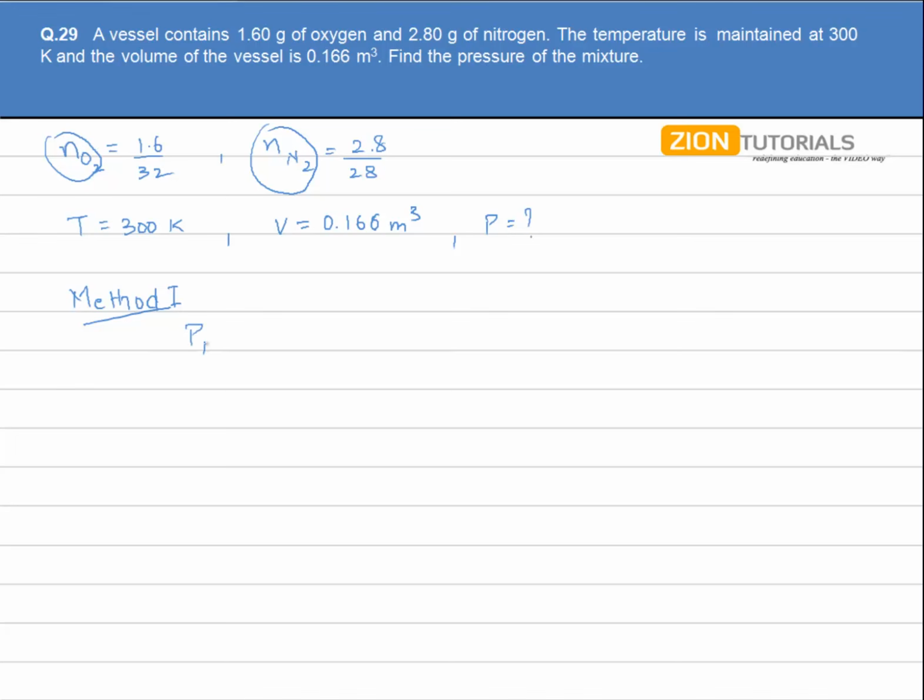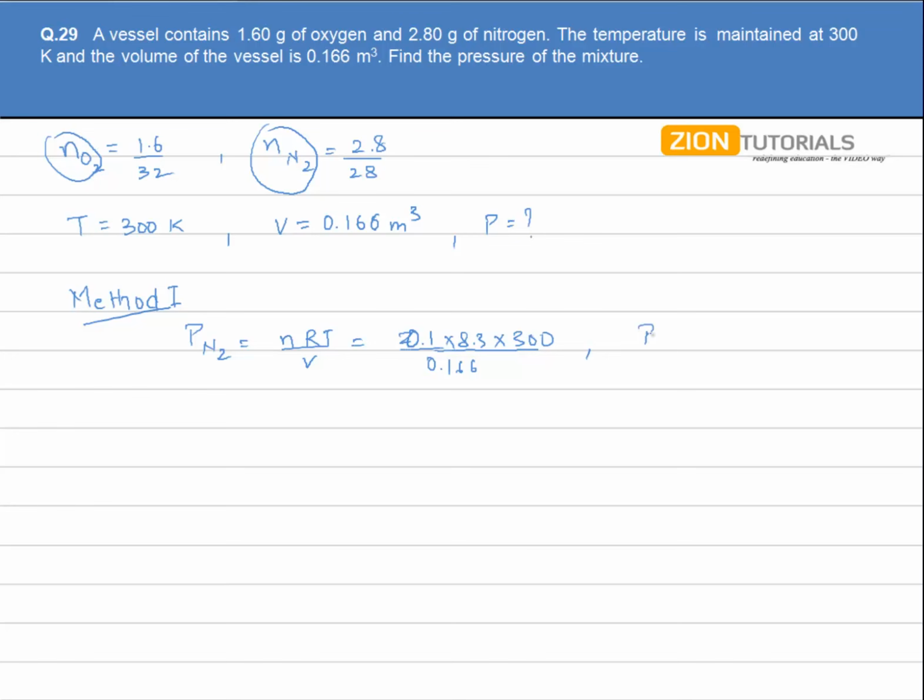So if I calculate the pressure due to N2, this would be equal to nRT divided by V, right? So this would be equal to what? 0.1 into 8.3. What will be the temperature? This is 300 Kelvin, divided by the volume. What is the volume? 0.166, right?